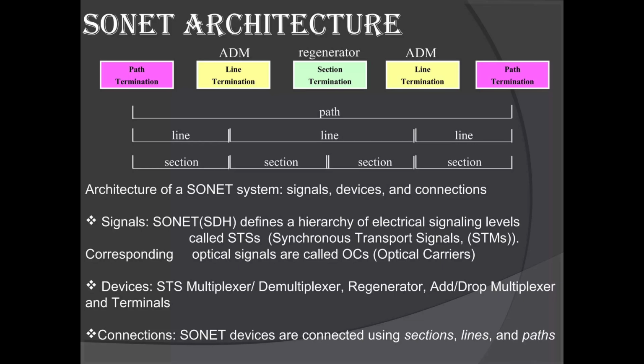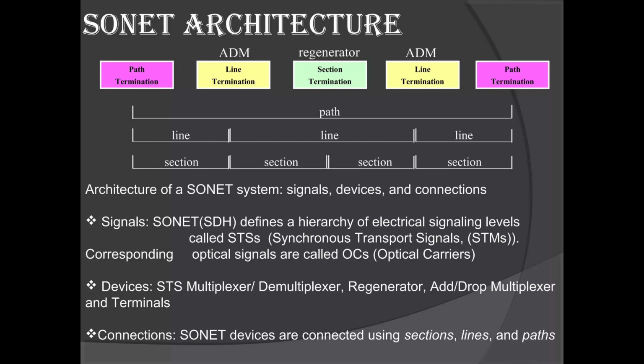So this is the architecture of Sonet, which has add-drop multiplexer, regenerator, then path termination, line termination, section termination and all those things. By the diagram itself, we can know where the path layer is used, where the line layer is used, and where the section layer is used. The path layer is between the path terminations, and the line layer will be between the path and the line, and all those things. By looking at the diagram, you can know how these layers are connected to the Sonet devices.